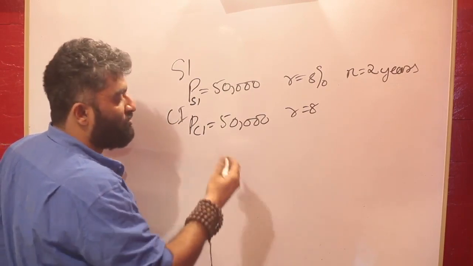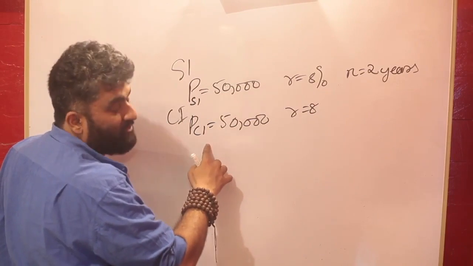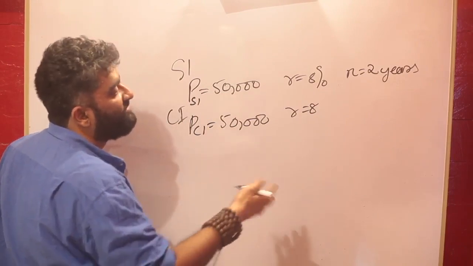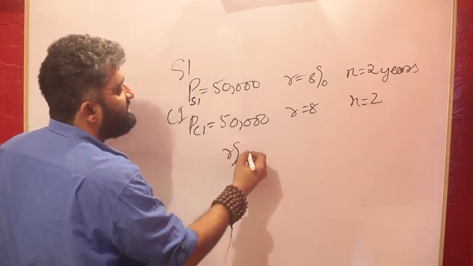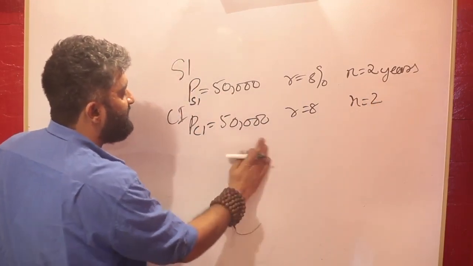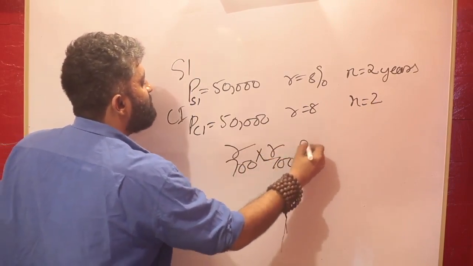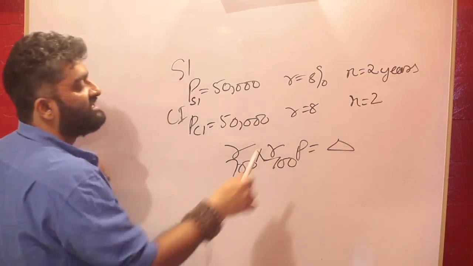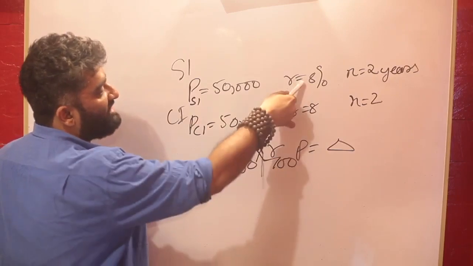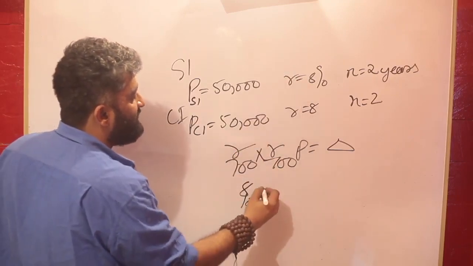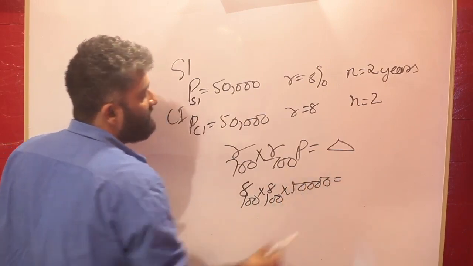So one would be you find out the amount using the SI formula and you find out the amount using the CI formula. But since the question is about the difference after 2 years, you straight away can go for R%, or let me make it even easier, R by 100 into R by 100 into P will give you the change. This is what we learned from the previous example, right? So I know this P is 50,000, R is 8. So you get 8 by 100 into 8 by 100 into 50,000 is your answer, right?